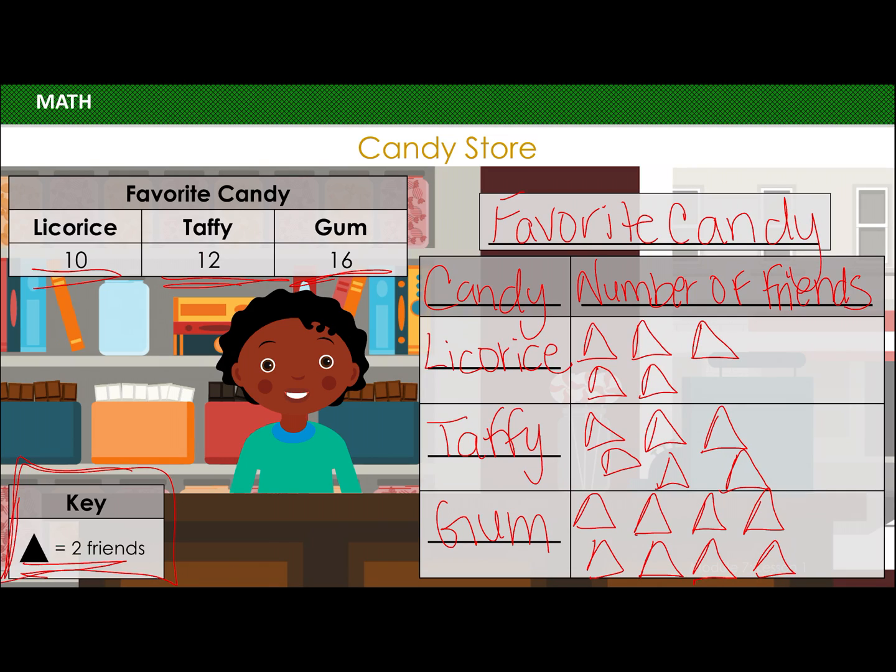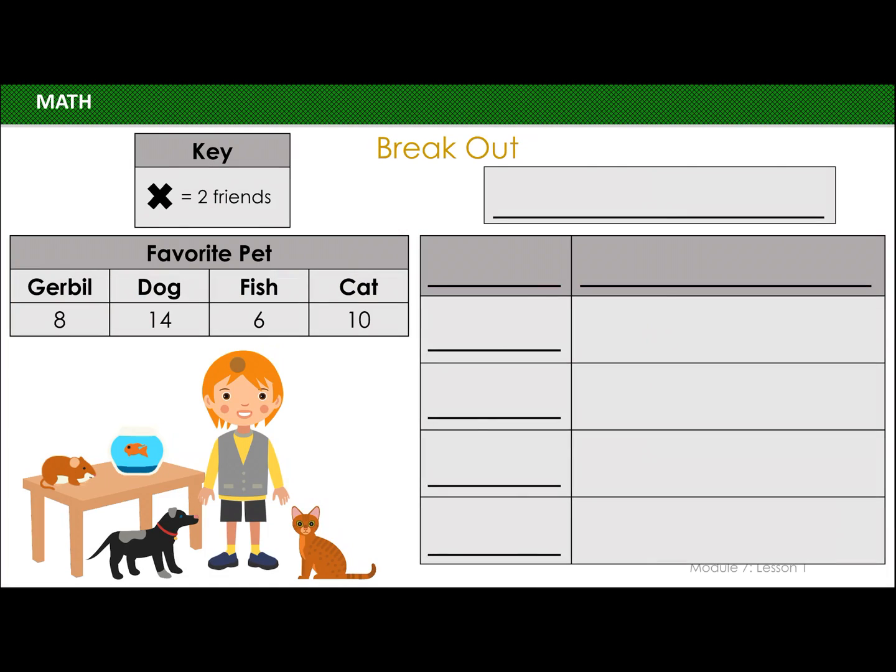So always check your key so you know how many pictures per item. So be careful when you're counting by those 2s. My next one is favorite pet. So my title is going to be favorite pet. I see that my key says friends. So I'm going to write number of friends again. So I know how many friends said what pet was their favorite. Over here, I'm going to write pets because I know I have to write all of the pets below.